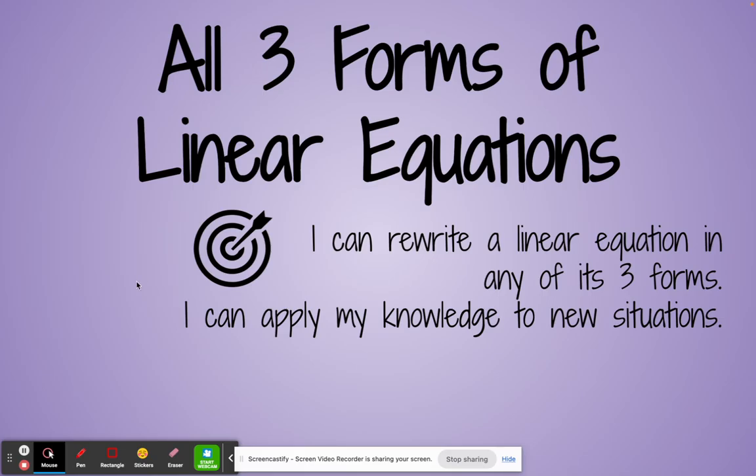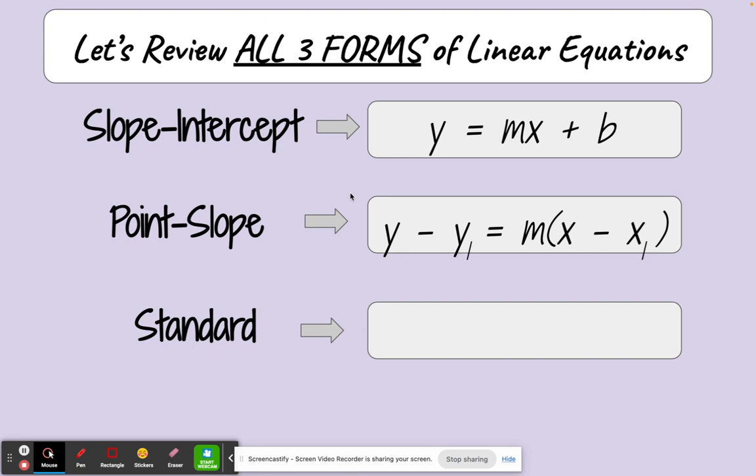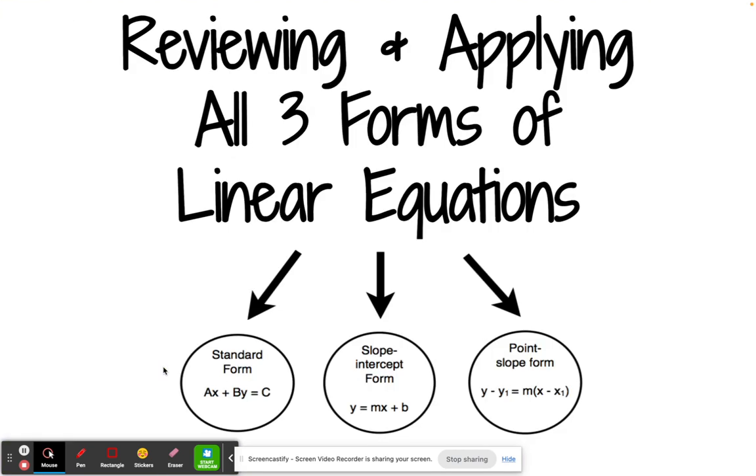So, all three forms of linear equations. Remember slope-intercept form? y = mx + b, where m is our slope and b is our y-intercept. Point-slope form: y - y1 = m(x - x1), where x1 and y1 are an ordered pair on the line, and m is our slope. Then standard form, ax + by = c, where a, b, and c are all integers, and a has to be positive. So let's talk about reviewing and applying each of these forms.